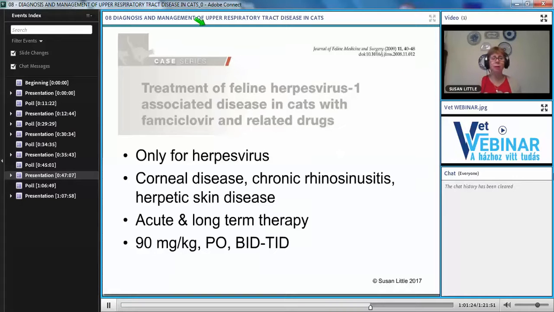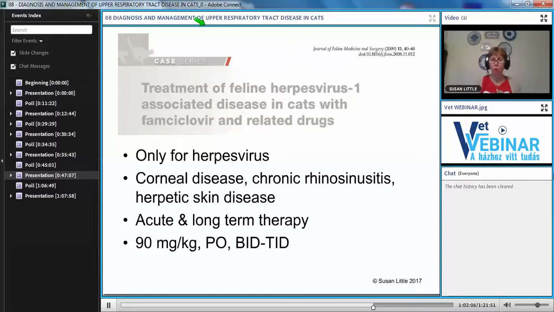The other that we use for herpes virus that again is herpes specific, it doesn't treat calicivirus, is famciclovir. So we can use this for cats with severe corneal disease, maybe with chronic upper respiratory tract disease, with the skin disease that we talked about. So we can use it just for acute therapy, or we might use it long-term for those cats with chronic rhinosinusitis. The doses reported in the literature are quite variable, but we do have some research that says cats need quite high doses in order to get levels of the drug into body fluids.